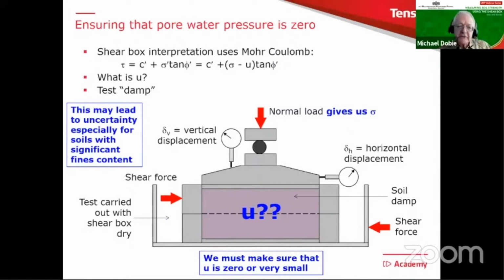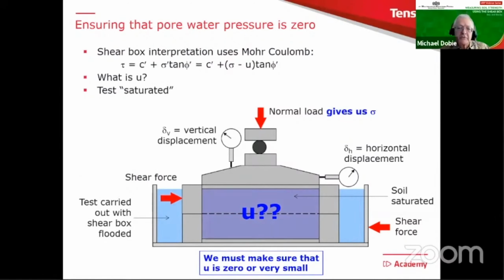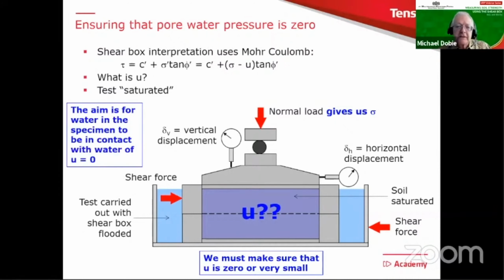Now, this can lead to great uncertainty about the U value, especially if you have a high fines content in the soil. So what we normally do to overcome this is saturate the soil. And the way we normally do this is by flooding the shear box. We fill up the surrounding part with water, and what's really important is that water is able to communicate with the water inside the sample. So this gives a way for the soil inside the shear box to reach a stable water pressure of around about zero.